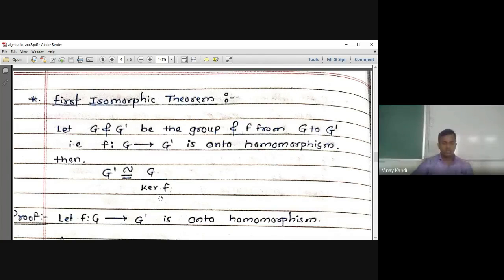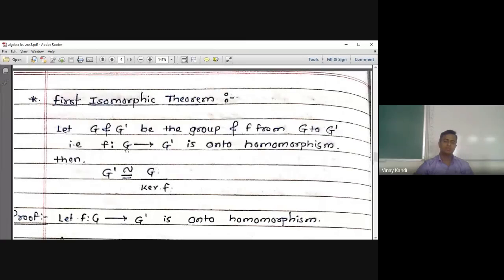Okay. You know kernel. What is the meaning of kernel? Kernel of a function. माहिती आहे का kernel of function म्हणजे काय? Suppose F is a function from G to G dash. Then kernel of F is the subset of G. माहित आहे का कोणाला? Kernel of F is the subset, and furthermore it is a subgroup of G.